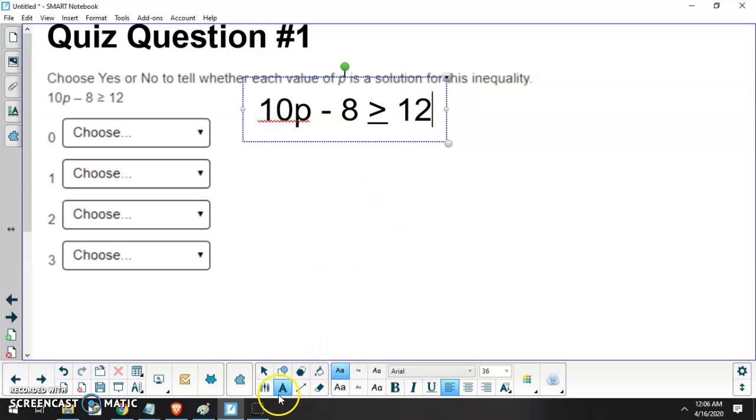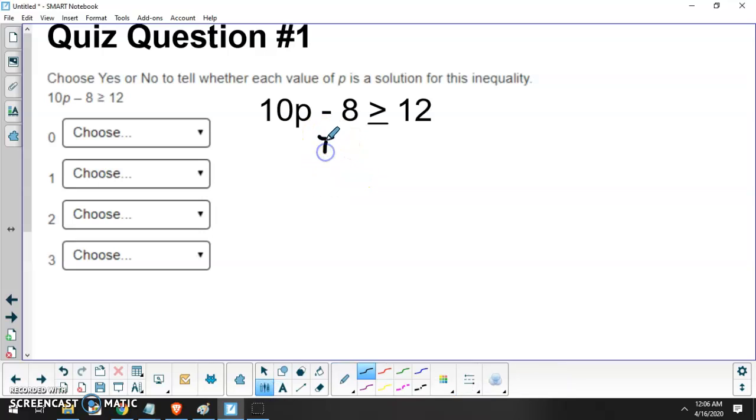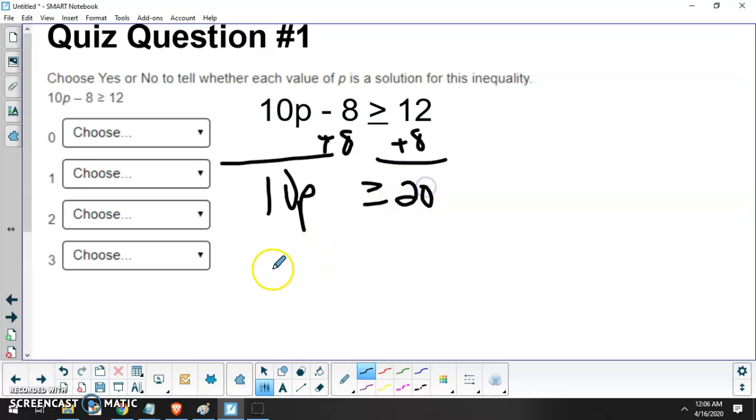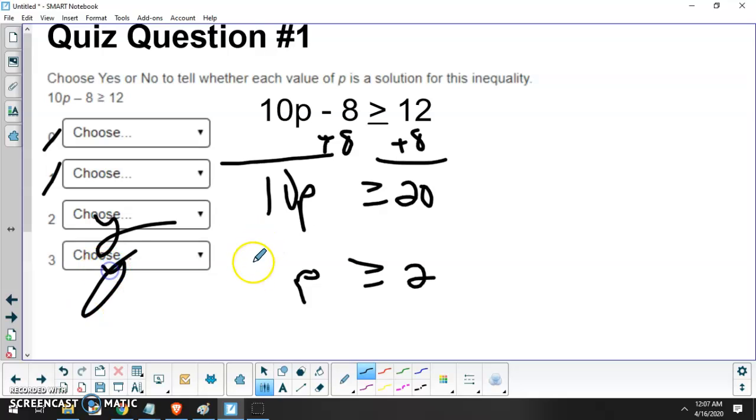All right, so let's do this real quickly. So first, undo the subtraction with adding 8. So make sure to add 8 to both sides, like so. You'll have 10P, and excuse my sloppy mouse clicks here. Okay, so you have P must be greater than or equal to 2. All right, so which answers would be yes? Is 0 greater than or equal to 2? No. Okay, is 1 greater than or equal to 2? No. Is 2 greater than or equal to 2? Yes. Is 3 greater than or equal to 2? Also yes. All right, hope that helps on that one.